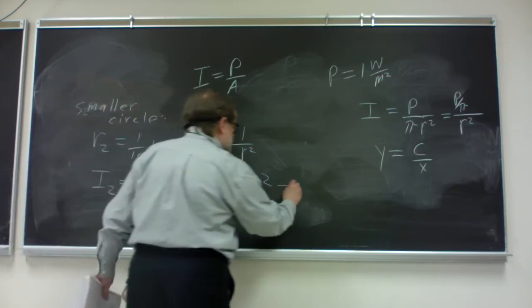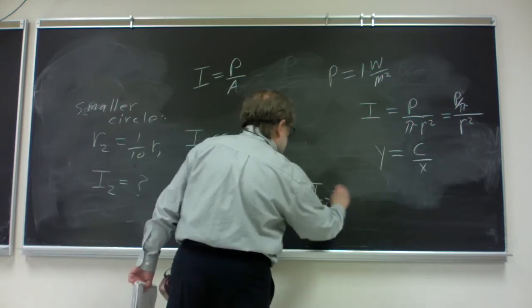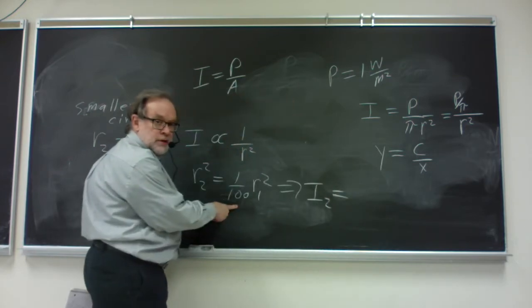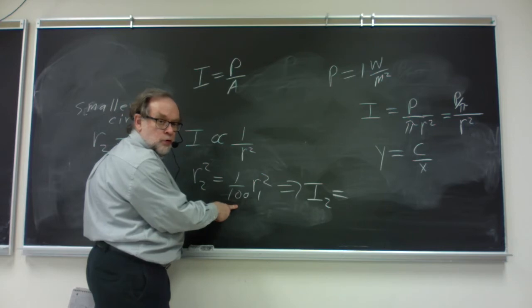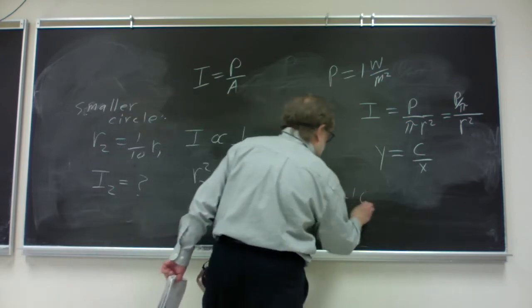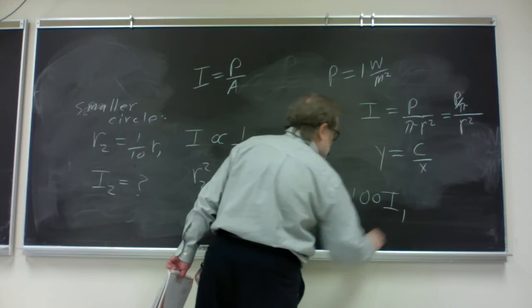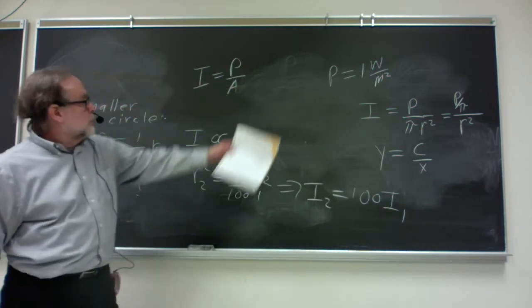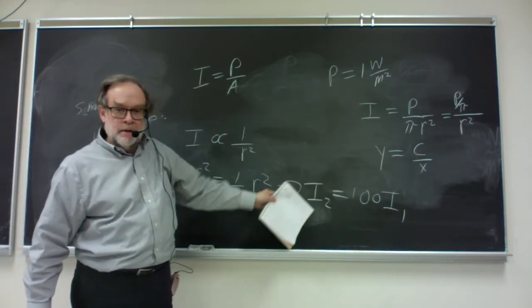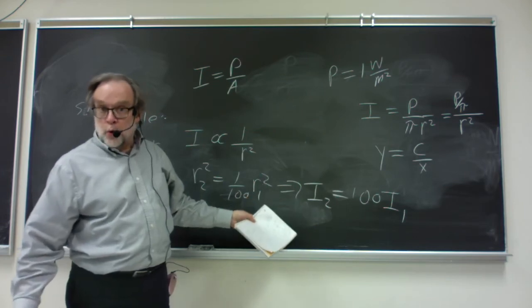That is, new intensity is the inverse of this. Inverse of 1 over 100 is just plain old 100 times the old intensity. The old intensity was 1, so the new intensity is 100.